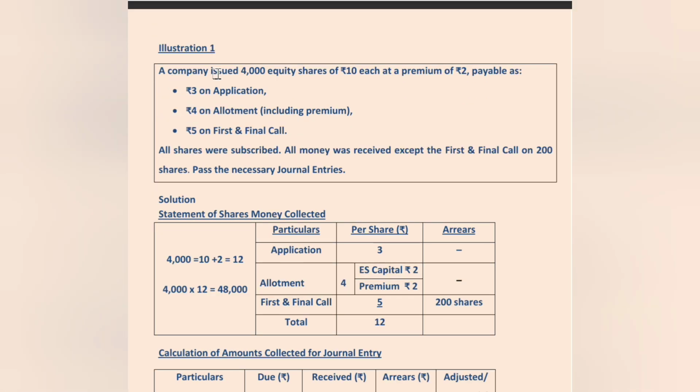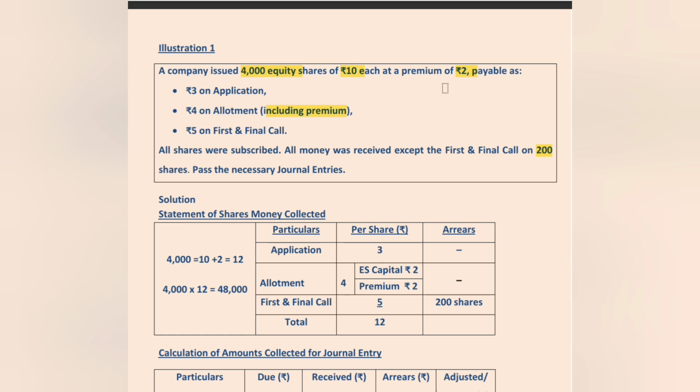A company issued 4,000 equity shares of rupees 10 each at a premium of 2 per share, payable as follows. How they collected this amount? 3 on application, 4 on allotment including premium, right? 5 on first and final call. Okay, premium is included in the allotment. All the shares were subscribed and all money was received except first and final call on 200 shares. Pass necessary journal entry. This is what they are asking, right?